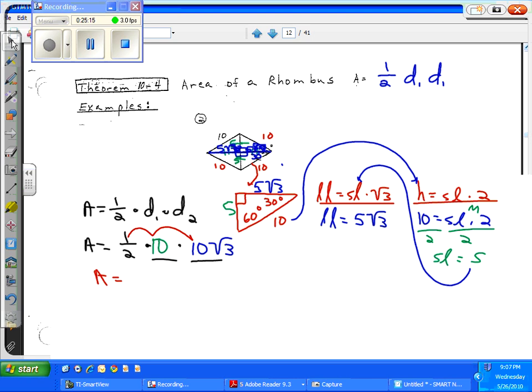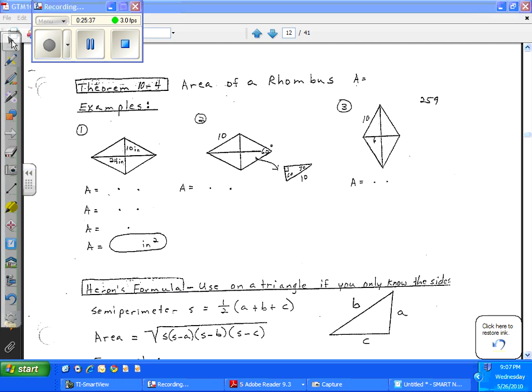Now we multiply. Half of 10 is 5 times 10 is 50 of those little square root 3's for the area. Any questions on example 2 for the rhombus? Okay. Example 3.